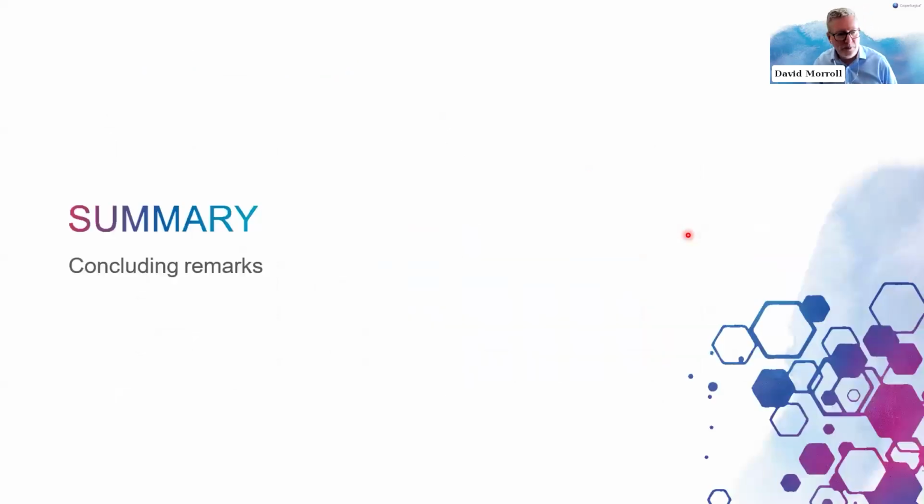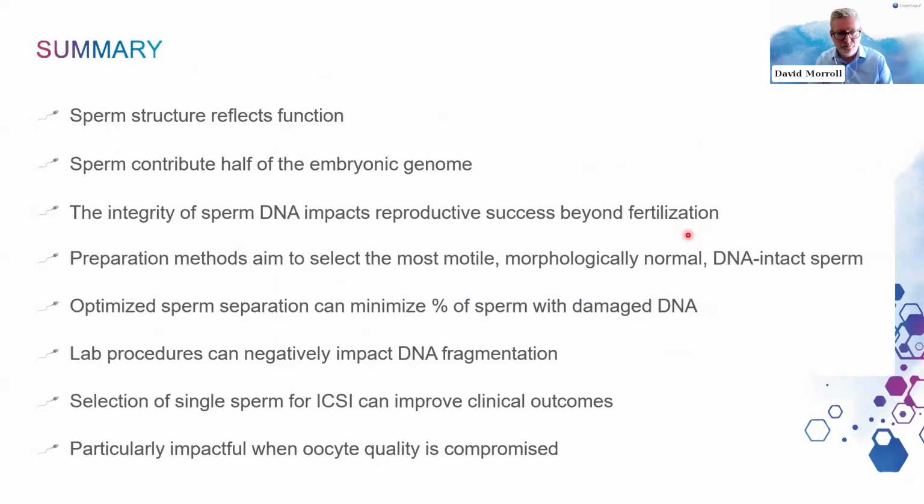Okay, so that was a quick whiz through. We know sperm structure reflects function. We know that it's carrying half the embryonic genome, and it has to deliver that to the oocyte to get to fertilization. But importantly, the key message, I think, is that we know the sperm DNA has an impact on reproductive success way beyond fertilization. When I started, all of our work on sperm function was around how do we make sure we get fertilization. We've moved on, because ICSI offsets that risk quite a lot.